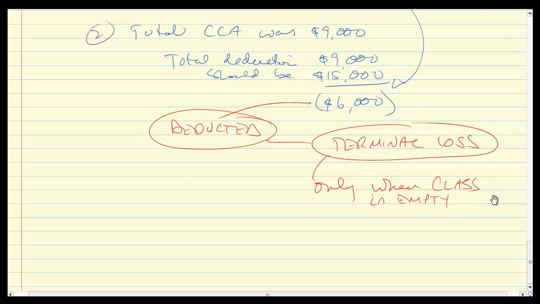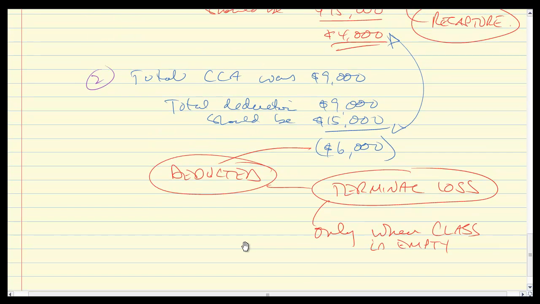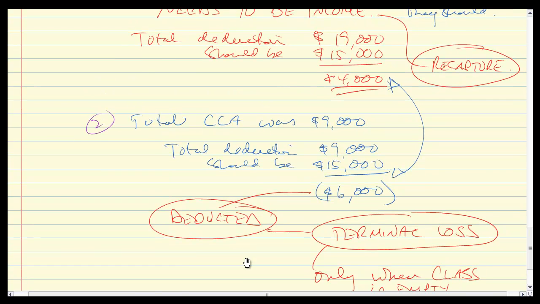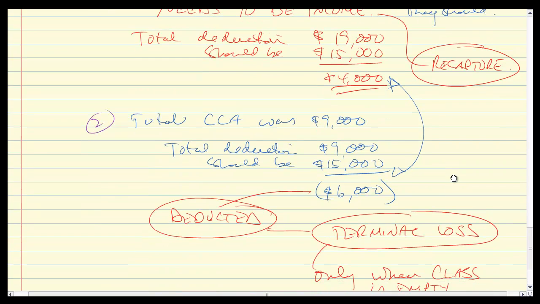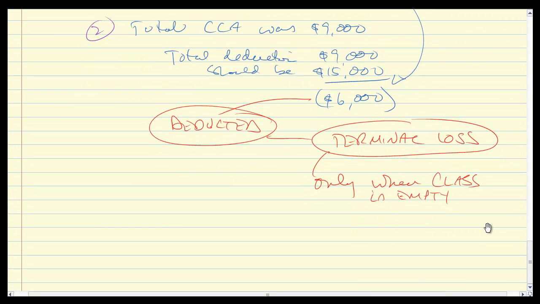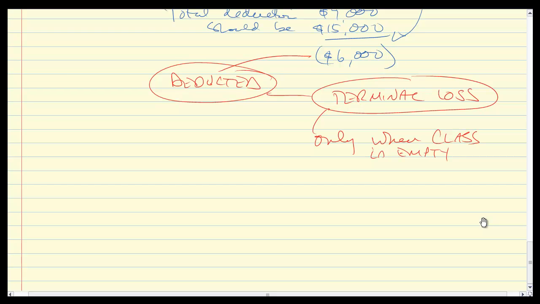Okay? So these are important concepts, because what the terminal loss and recapture do is basically true us up. So CCA is being taken on an annual basis, but at the end of the day, in the final analysis, we need to have the right amount in aggregate having been deducted. And so recapture and terminal loss make that happen. Okay, so let me just finish up here with the half-year rule.